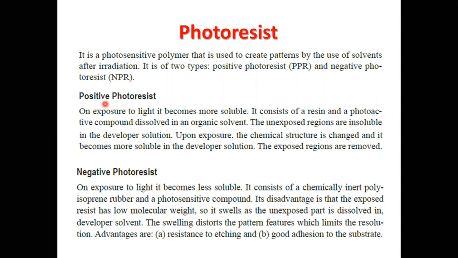Now, positive photoresist. On exposure to light, it becomes more soluble. It consists of resin and photoactive compound dissolved in organic solvent. The unexposed regions are insoluble in the developer solution. Upon exposure, the chemical structure is changed and it becomes more soluble in the developer solution. The exposed regions are removed. Next is the negative photoresist.